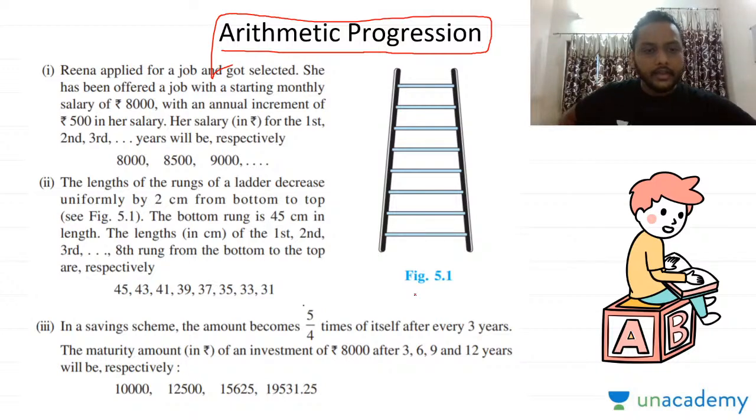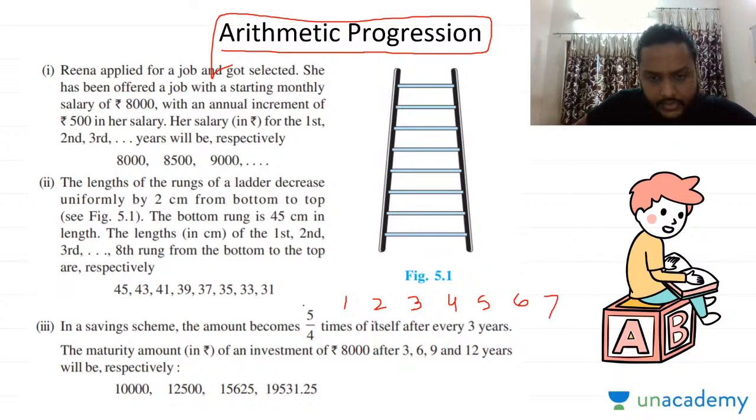Please focus here. Now guys, whenever I'm talking about a sequence, if I write something over here like 1, 2, 3, 4, 5, 6, 7, this is a sequence, yes or no? This is a sequence. Okay, all of you can understand the sequence that I am talking about.